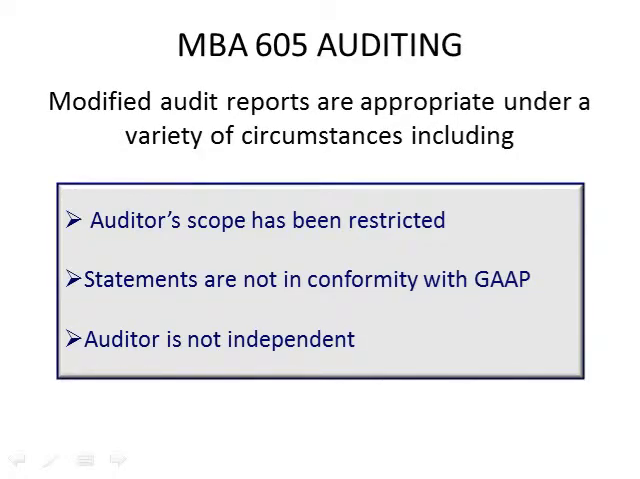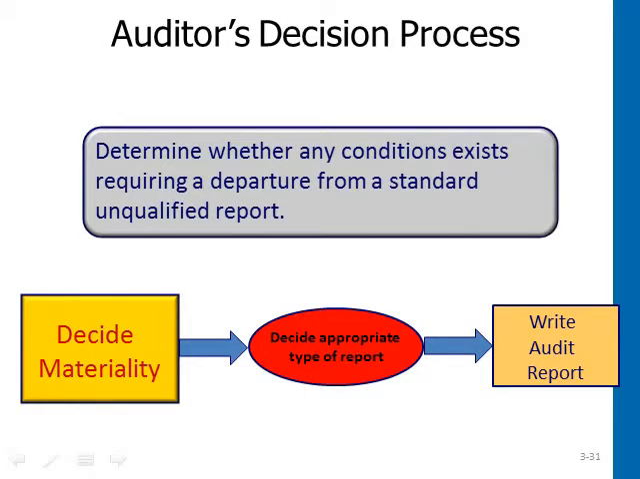Modified audit reports are appropriate under a variety of circumstances, including the auditor's scope has been restricted, statements are not in conformity with GAAP, and the auditor is not independent. So here is the auditor's decision process. We need to determine whether any condition exists requiring a departure from a standard unqualified report. We first have to decide the materiality. Based on the materiality, we have to decide the appropriate type of report: is it unqualified, qualified, or adverse? And then we have to write the audit report.